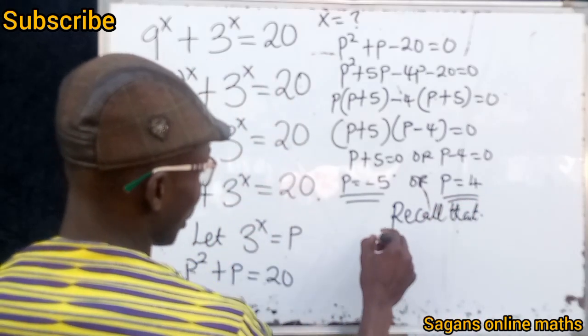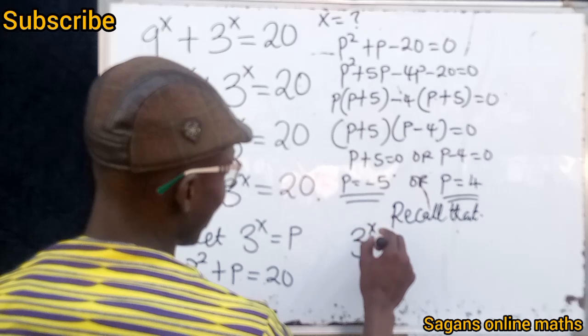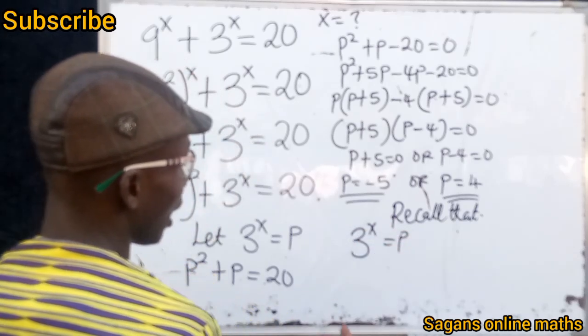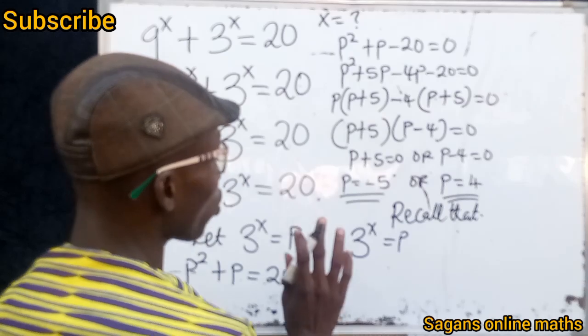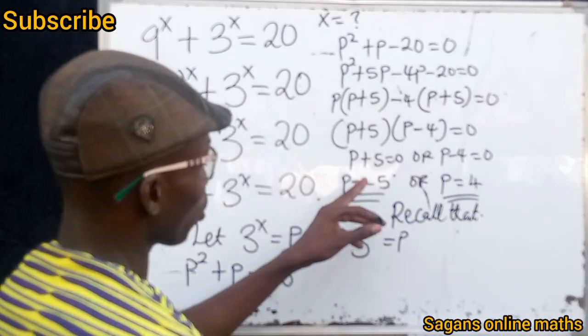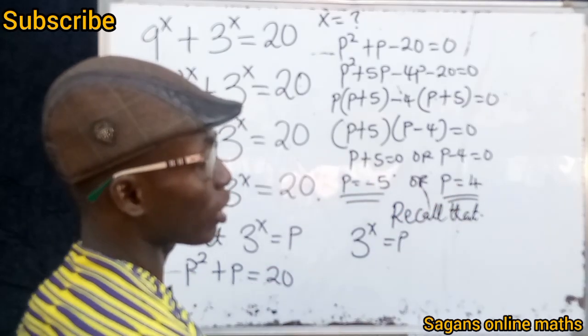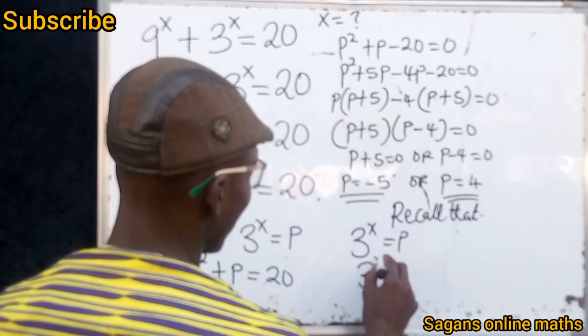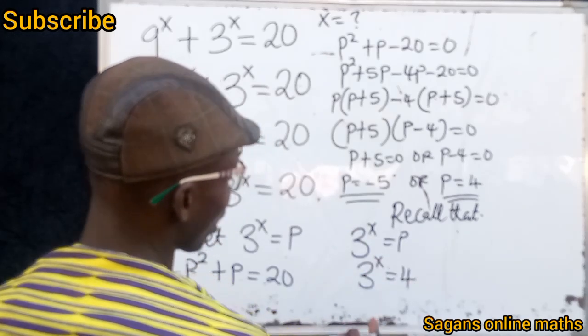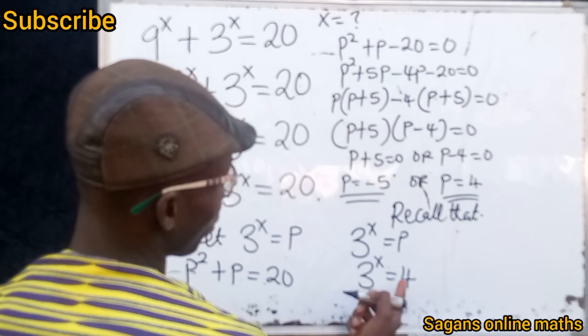From here, 3 raised to the power of x is equal to p. Now I know that our p is minus 5 and 4. I'm not going to stress myself to use minus 5. Let me just work with the positive number. Now from here I'm going to add that 3 raised to the power of x equals 4. Now you can observe that the base here is 3 and the base here is 4.